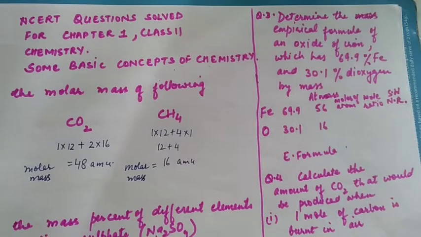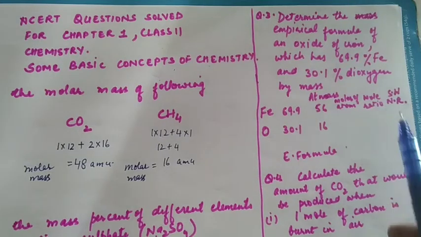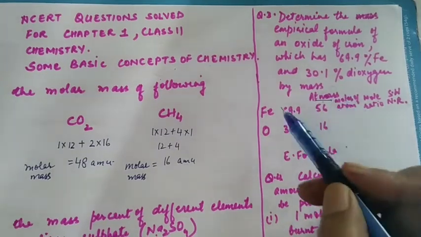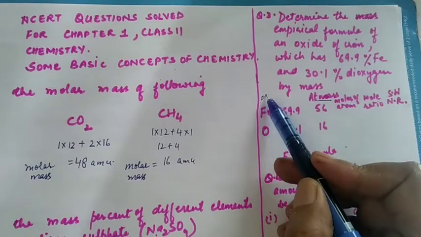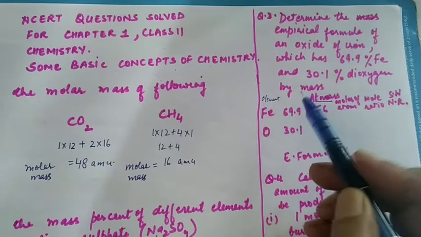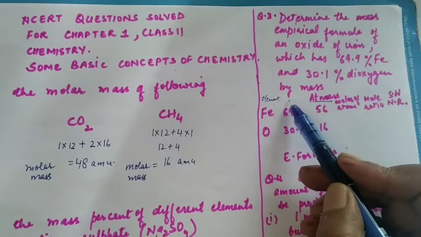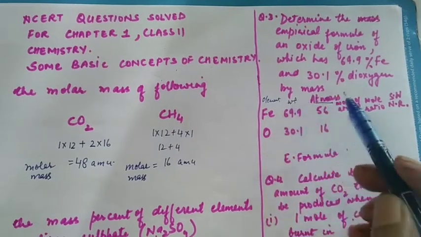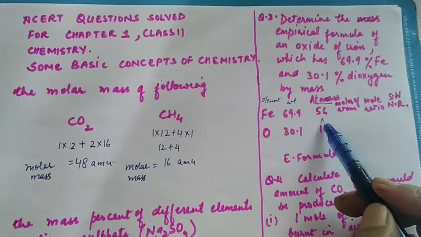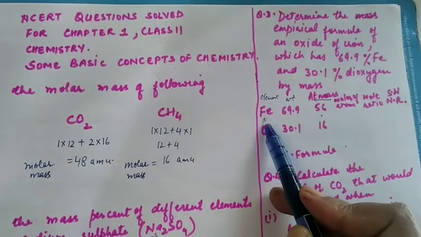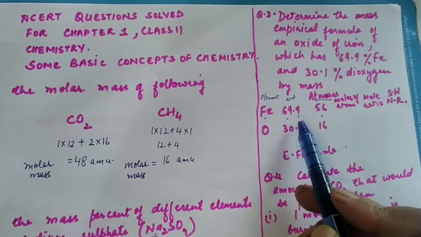Empirical formula of an oxide of iron which has 69.9% iron and 30.1% dioxygen by mass. To find out the empirical formula, we should learn this table. This is the name of the element. Then we write the mass or weight. Then we write the atomic mass of the element. So element is iron. Its weight is 69.9.